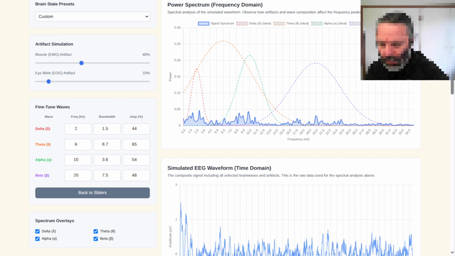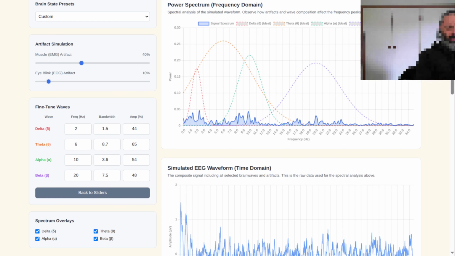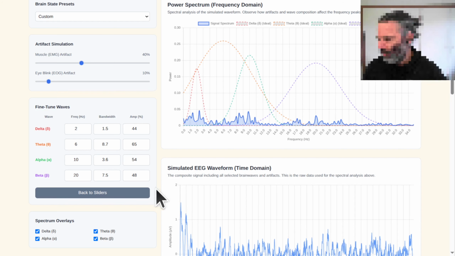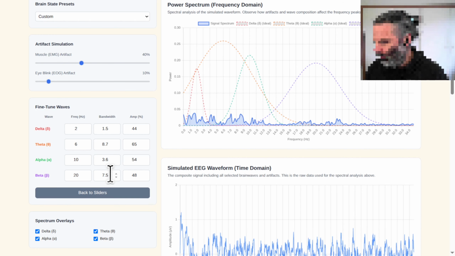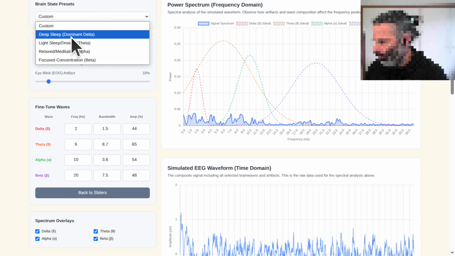Got it. Now, you mentioned something interesting earlier, a potential aha moment. Sometimes the actual signal spectrum, the filled blue area, doesn't perfectly match those dotted ideal overlays. Why is that? It's not a mistake. No, definitely not. And it's a really important concept. Think about it like mixing ingredients. The blue spectrum is the final cocktail, the result of mixing delta, theta, alpha, beta, maybe some noise all together. The dotted overlays are like looking at each pure ingredient separately.